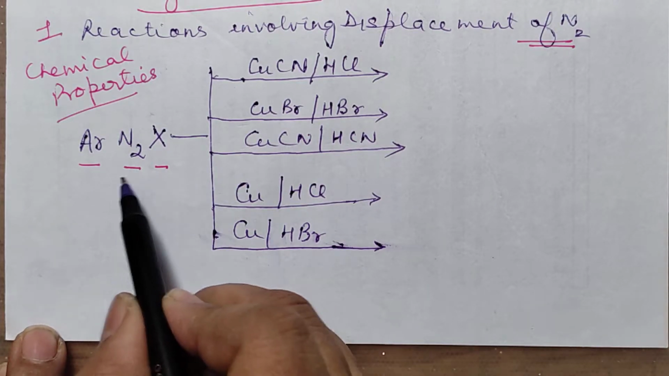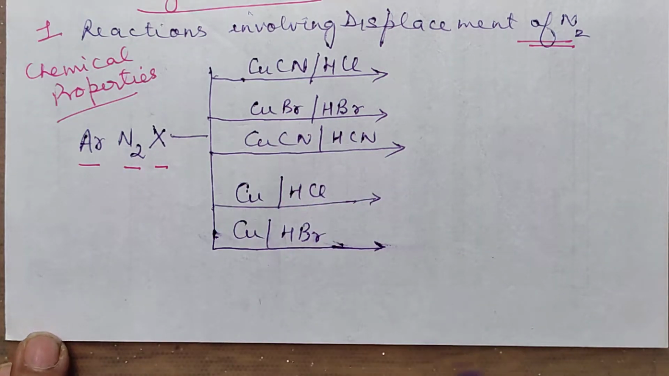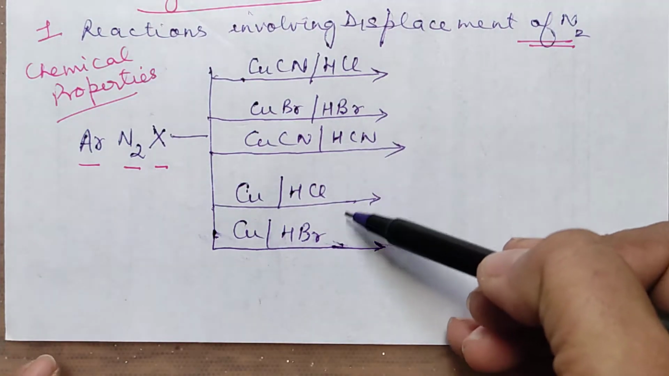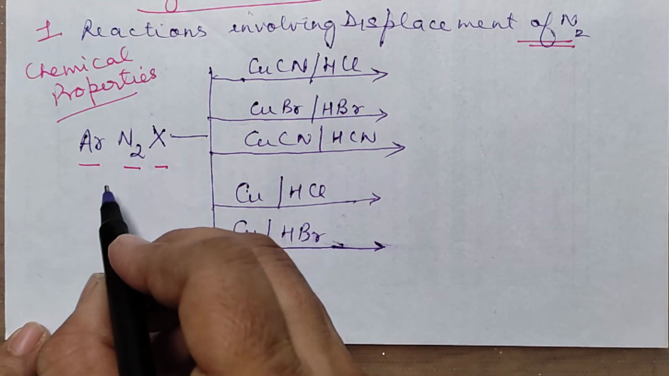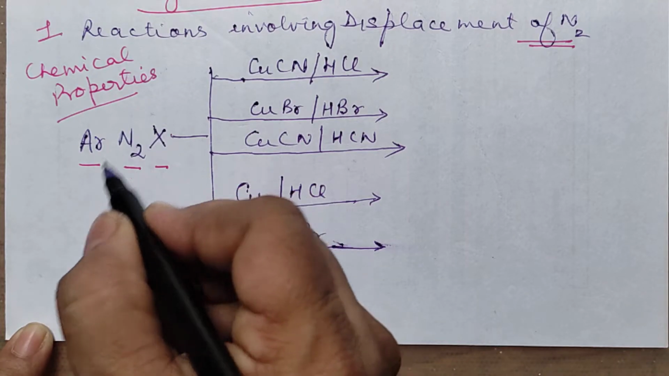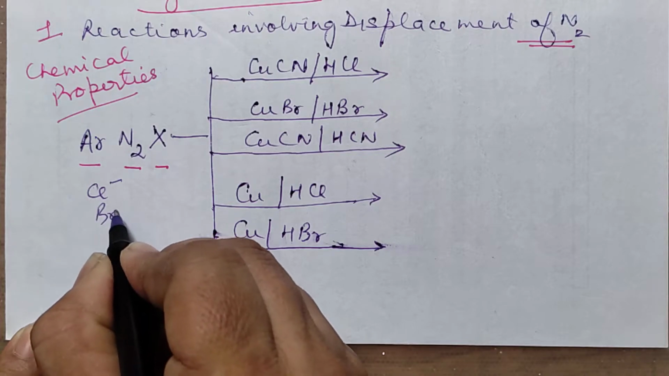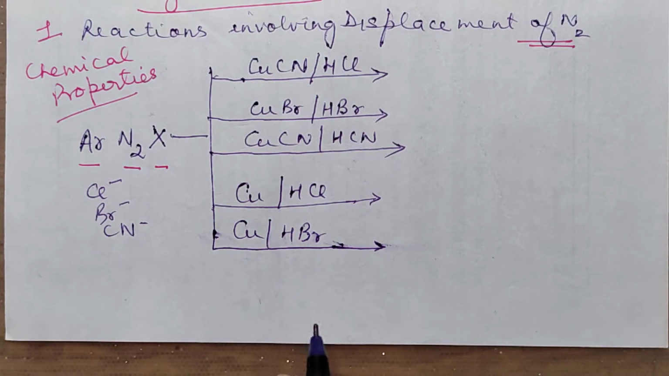So this can be replaced by chloride, bromide, cyanide, iodide, hydroxide. So those reactions we are studying first. I have written these three separately, and these two. Let me explain what exactly this is. The first thing we are discussing is replacement of this diazo part by chloride or bromide or cyanide.